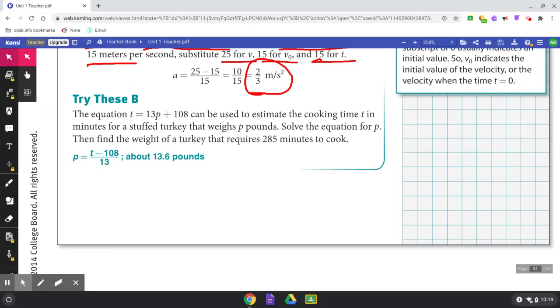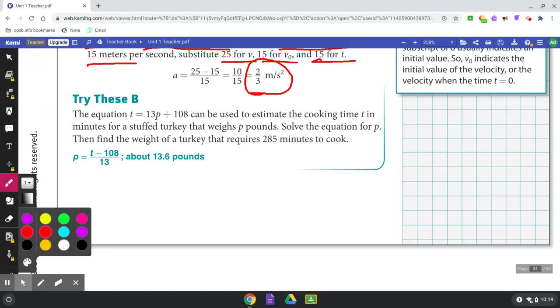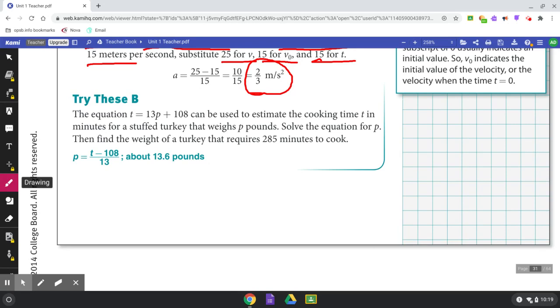Okay, so hopefully you paused the video and you attempted this problem. Here's the explanation. The equation T equals 13P plus 108 can be used to estimate the cooking time T in minutes for a stuffed turkey that weighs P pounds. Solve the equation for P, then find the weight of a turkey that requires 285 minutes to cook.